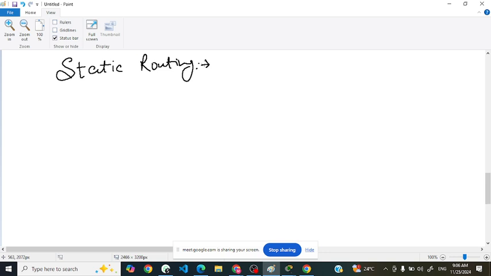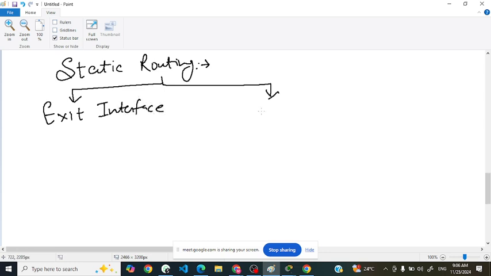In most of the cases, Lakshman, especially in ISPs, they don't use default routing. Otherwise, a loop will form. Okay. So by two methods, we can perform static routing. First method is the exit interface, and the second, Lakshman, is the next hop IP address.